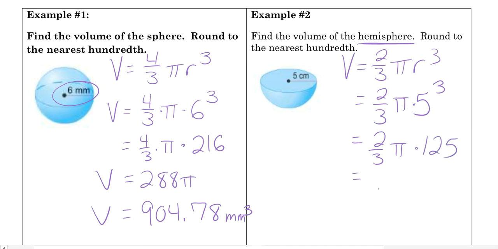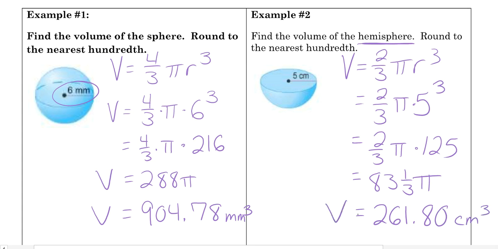And then we can multiply by 2 and divide by 3, or we could just multiply by 2/3. We get 83.33333 repeating, so 83 1/3 times pi. And again, we're not keeping it in terms of pi, so without clearing my calculator, I'm just going to press times pi, and so I get 261.799, so that would round to 261.80 if you wanted to keep it with the hundredths places.